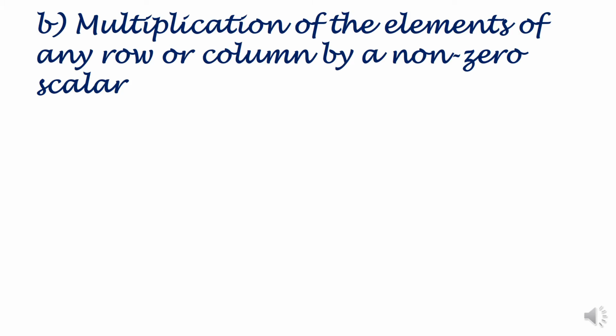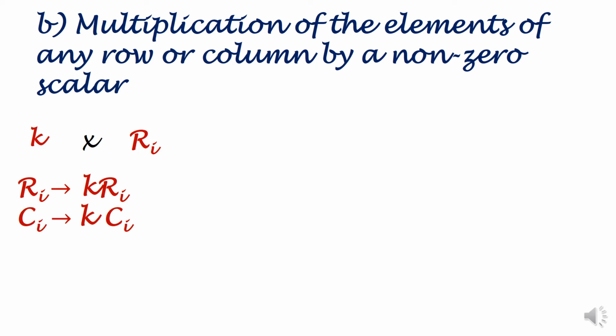Second operation, multiplying the elements of any row or column by a non-zero scalar. Now what is a non-zero scalar? A non-zero scalar is any number, say k. Suppose we want to multiply k with any row of a matrix, say we want to multiply k with Ri. This is denoted as Ri changes to kRi. Note the arrow written for changing to. So all the elements of Ri, that particular row, are multiplied with the number k and thus the matrix gets changed, transformed.